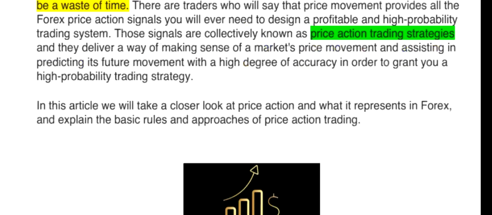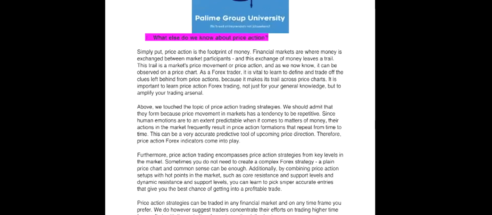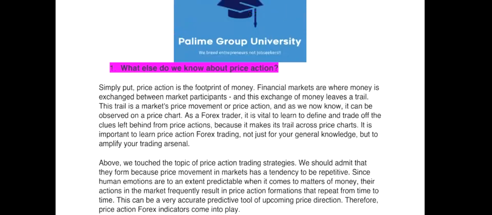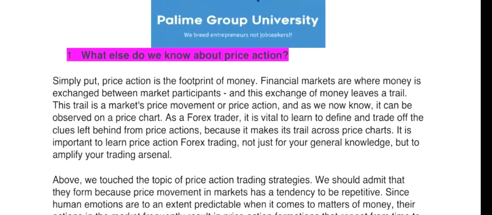So as we go down, we are going to check a few of the steps that should be of paramount importance to you. We are going to check the first one. What else do we know about price action? Simply put, price action is the footprint of money. Financial markets are where money is exchanged between market participants, and this exchange of money leaves a trail. This trail is the market price movement, or price action, as we now know. It can be observed on a price chart.